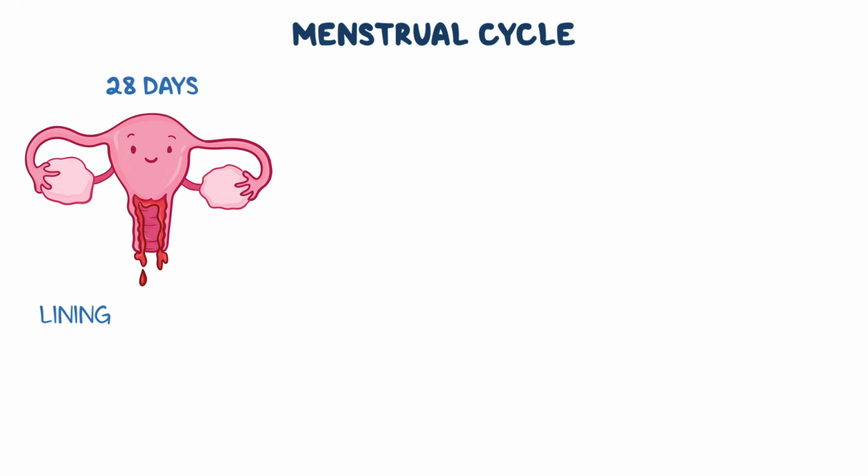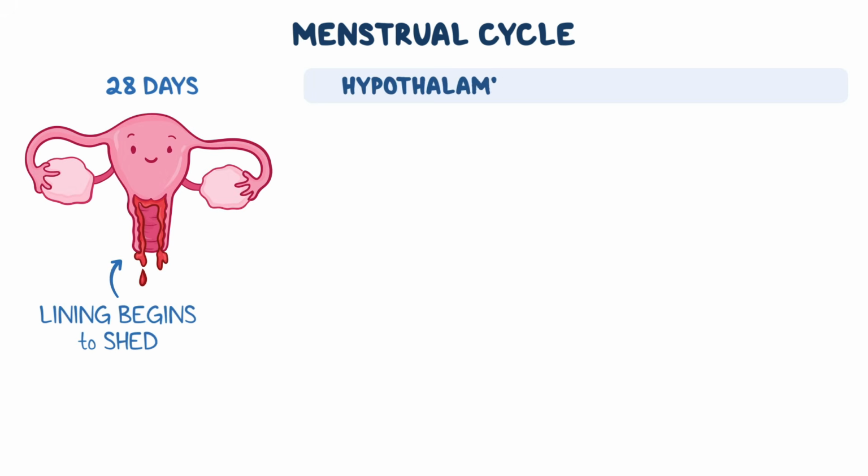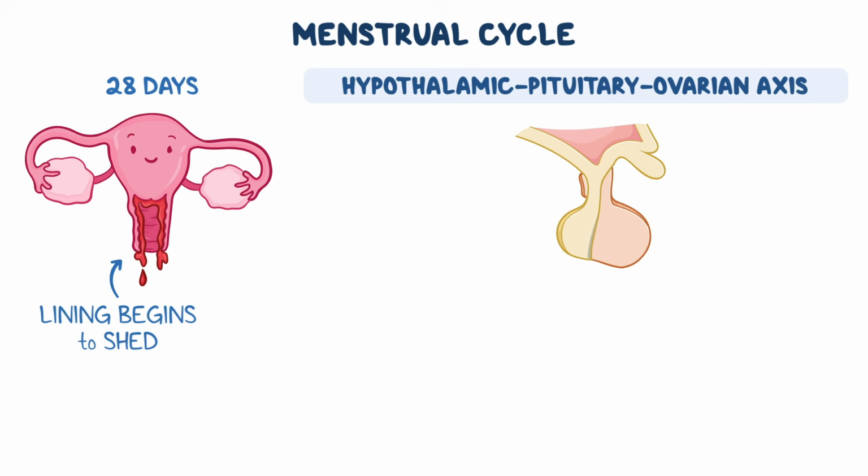The menstrual cycle usually lasts about 28 days, and starts on the first day of menstruation, when the lining of the uterus begins to shed. The entire process is controlled by the hypothalamic pituitary ovarian, or HPO, axis, which is a connection between, you're never going to believe this, the hypothalamus, pituitary gland, and ovaries.